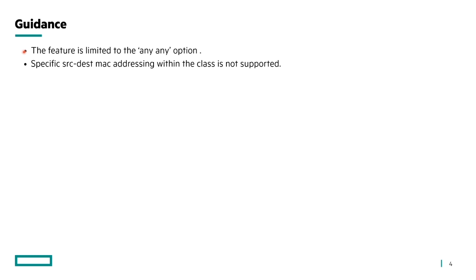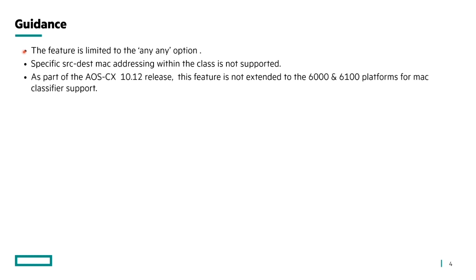So a little bit of guidance on this. This feature is limited to the any option, as I presented an example on the previous slide. So this means the source destination MAC addressing within the classifier is not supported. So this feature enhancement is only applicable to the 4100i and is not applicable to the 6000 and the 6100 switch platforms. And this is just a reminder, it will be in the documentation pack. The support is for Layer 2 inbound interface policies only.